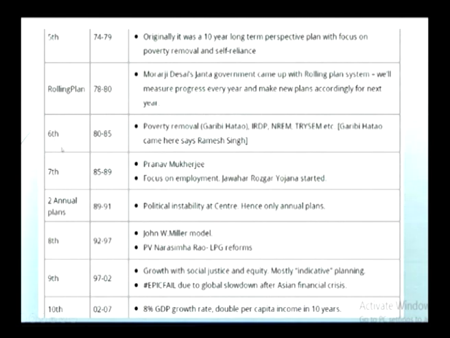So, in the 6th and 7th plans, more importance was given to poverty removal and creation of employment opportunities. Then, for the second time, annual plans were implemented in 89-90 because of the political instability at the center. In 89-91, we did not have political stability in the country. We had an important economic problem of balance of payments.